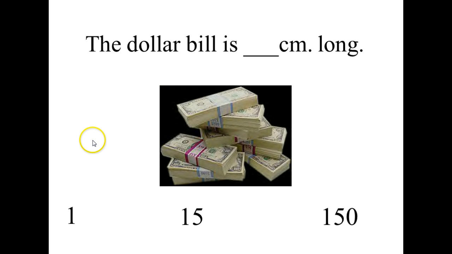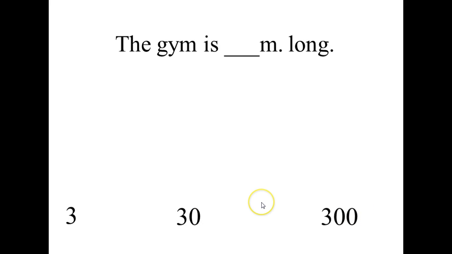A dollar bill is blank of these centimeters long. So we got one. Well, that's just 1 Skittle long, so that doesn't make sense. 15 Skittles long, or 150 Skittles long. 15 seems to be the one that makes sense.